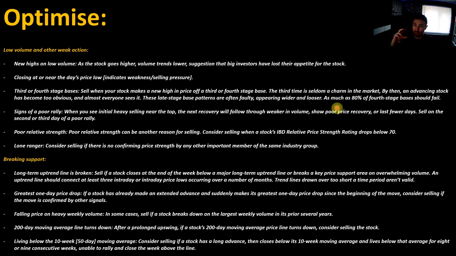So remember, we've been talking a lot about those really tight bars coming through. Oftentimes in later stage bases, you won't see those really tight candlesticks or bars and the declining volume. It'll be much more volatile. As much as 80% of fourth stage bases should fail.